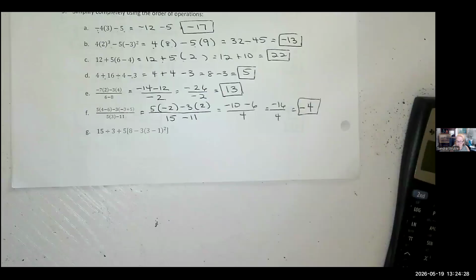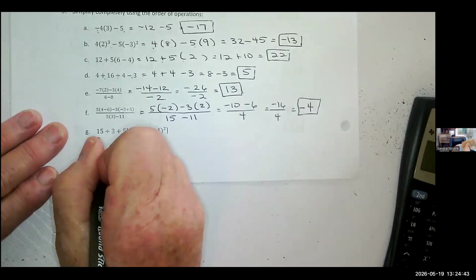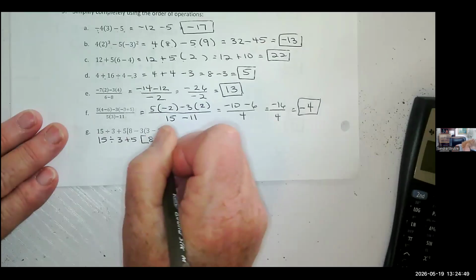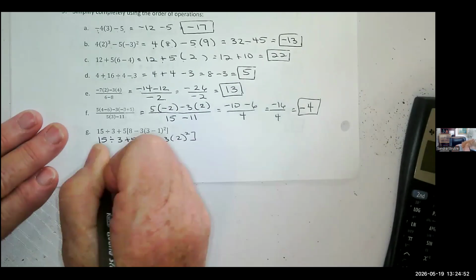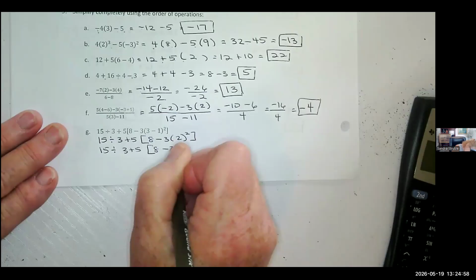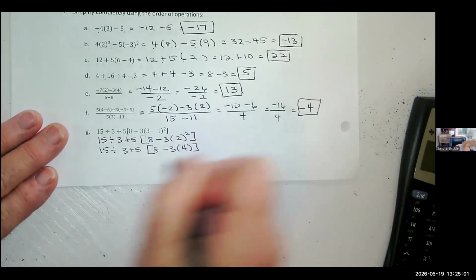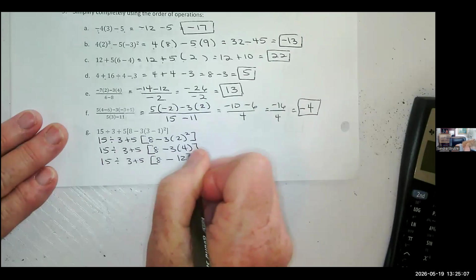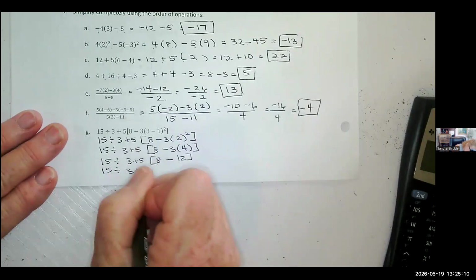Last one. 15 divided by 3 plus 5, and then 8 minus 3 times 3 minus 1 squared. Okay, we have to start with the innermost parenthesis. So 15 divided by 3 plus 5, 8 minus 3, 3 minus 1 is 2 squared. 15 divided by 3 plus 5, 8 minus 3 times 4. 15 divided by 3 plus 5, 8 minus 12. 15 divided by 3 plus 5, 8 minus 12 is -4.